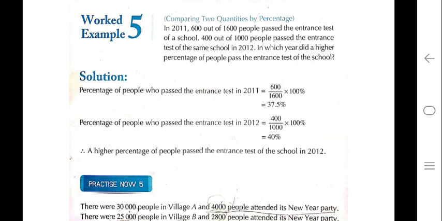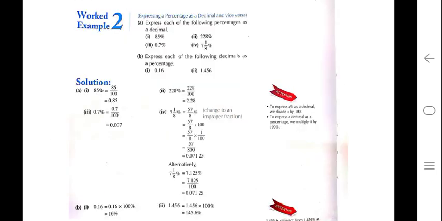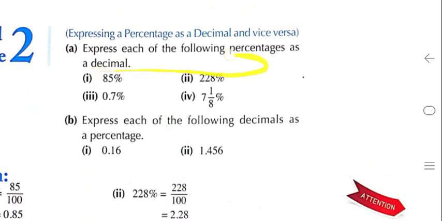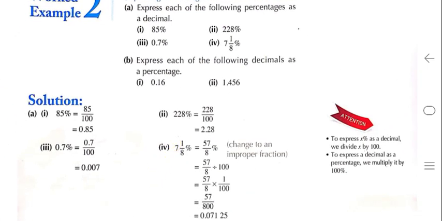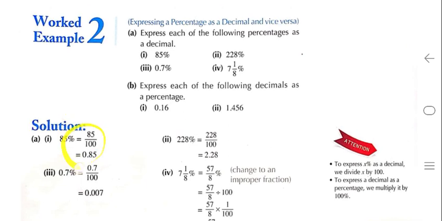Okay, we can still learn one more worked example. Example 2. Express each of the following percentages as a decimal. So almost the same method as the previous worked example. So 85% you change to 85 over 100. But instead of simplifying it, you just calculate it, so it will become a decimal. 228% will become 228 over 100. Divide, so it becomes 2.28.